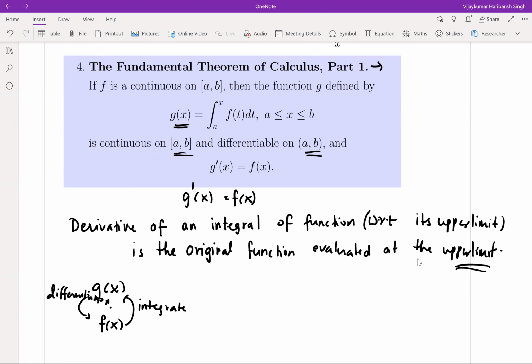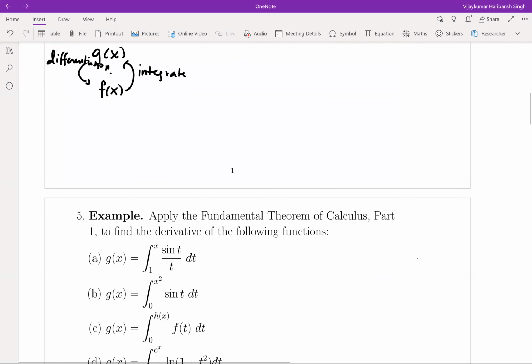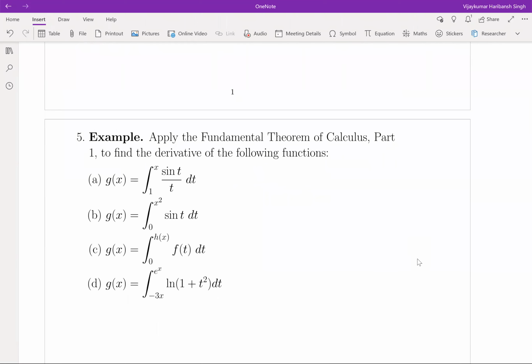We'll prove this later. However, let's apply the fundamental theorem of calculus on g of x here. So you get g prime of x by the fundamental theorem of calculus. You'll get g prime of x equals sine of x over x.